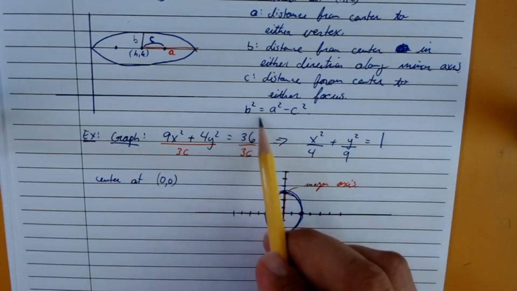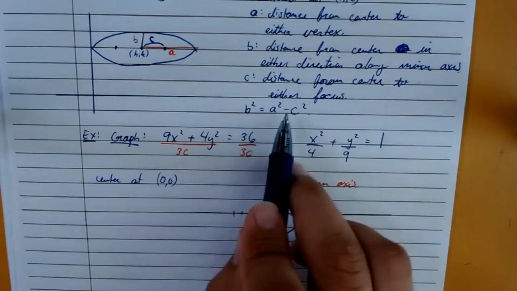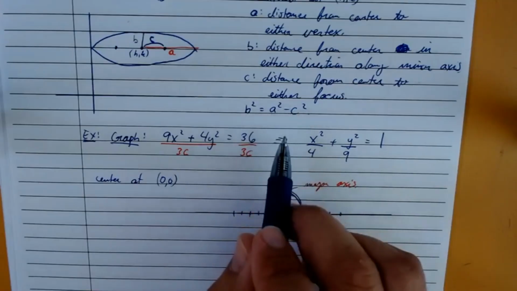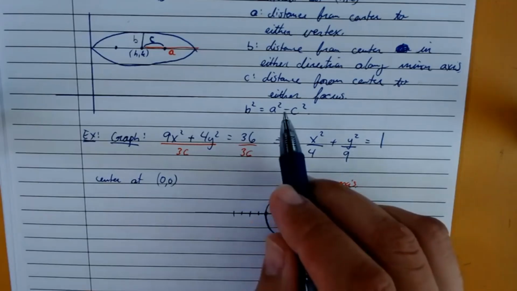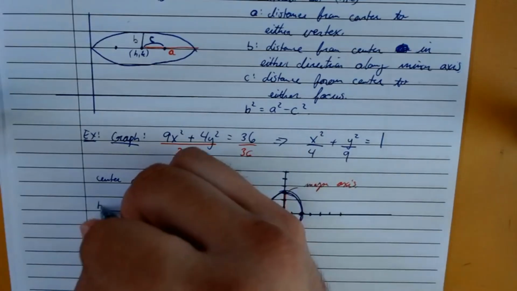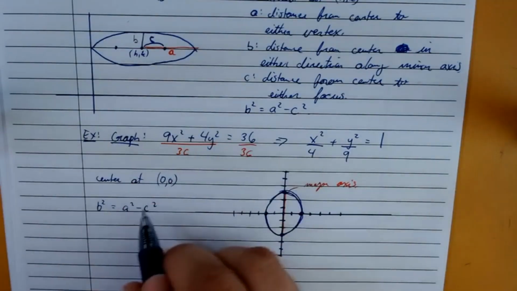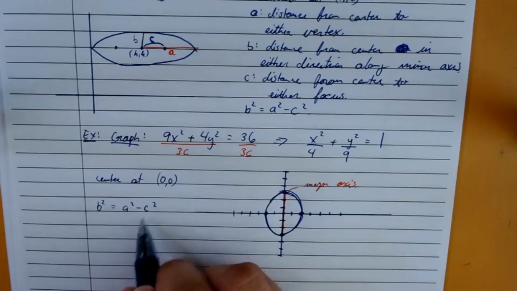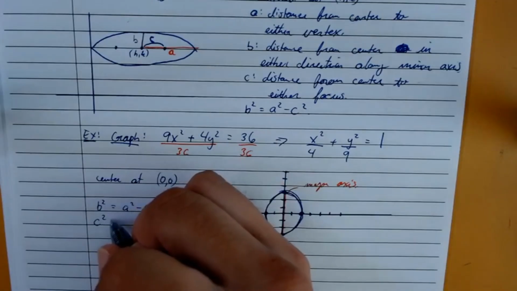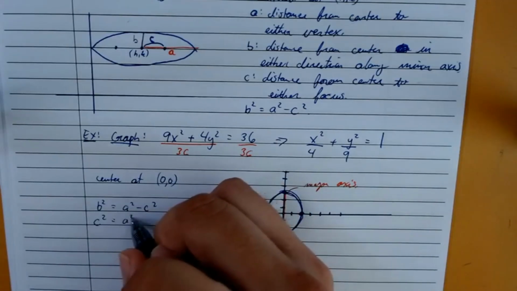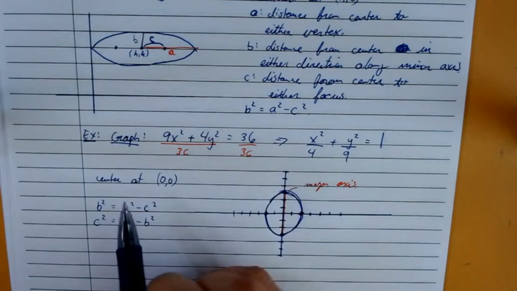I know that b squared is equal to a squared minus c squared. Well, I already know my a and b. I need to find my c. I need to find the distance from the center to the focus on either side. Well then solve for c. If b squared is equal to a squared minus c squared, I can add my c squared over this way and subtract my b squared over this way. So c squared is equal to a squared minus b squared.